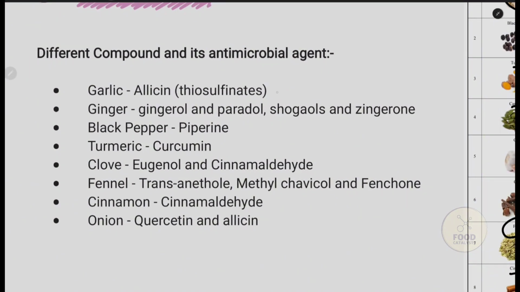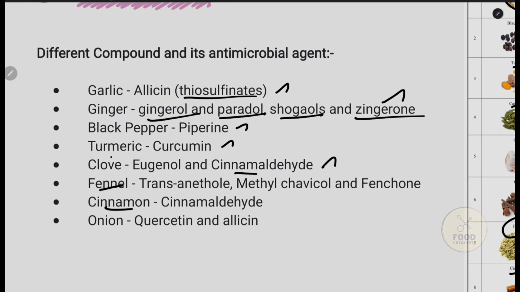So garlic has allicin, or it can also be called thiosulfinates. Okay, ginger has gingerol and paradol and shogaol and gingerone. All these things act as antimicrobial agents. Black pepper contains piperine. Turmeric contains curcumin, clove contains eugenol and cinnamaldehyde. See, not just cinnamon, even clove contains cinnamaldehyde.